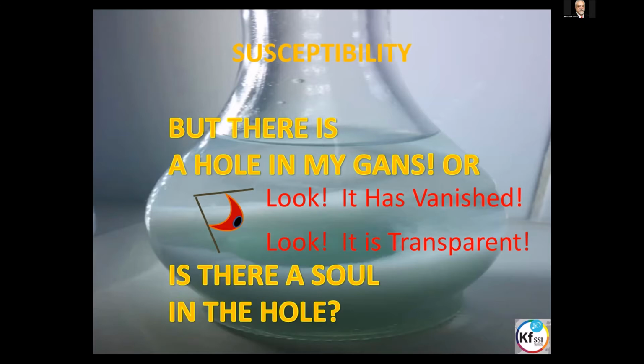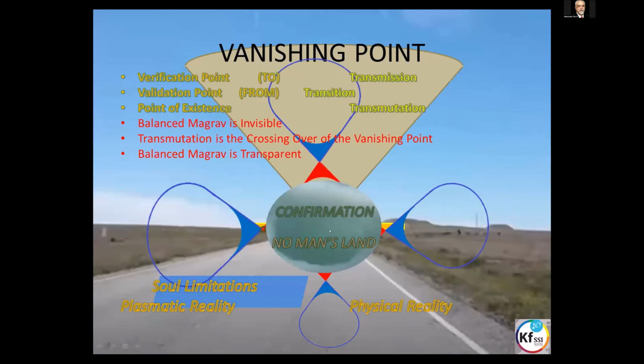So what's in the hole? What caused that hole? It wasn't a swizzle stick from the booze that you were drinking to make that alcoholic beverage to help you forget. We're trying to remember. We're trying to remember how we can go from our transmission point and our transition point, and how do we navigate that? And our point of existence then becomes a transmutation point.